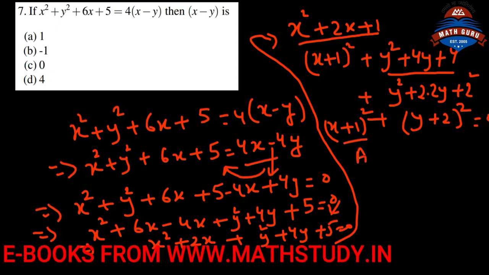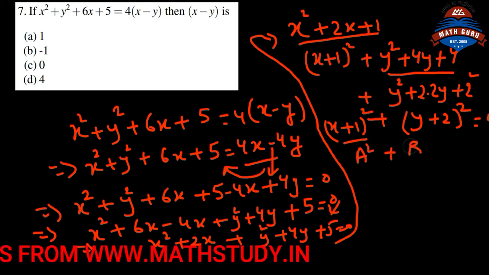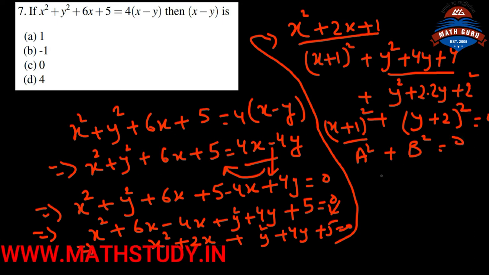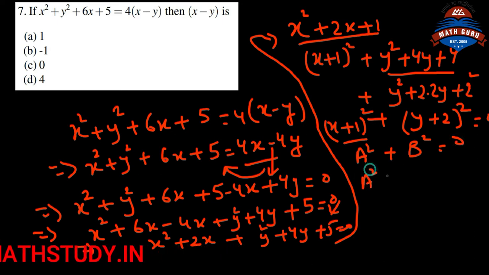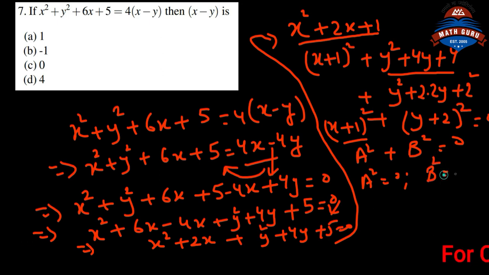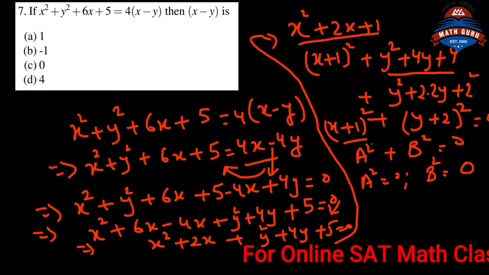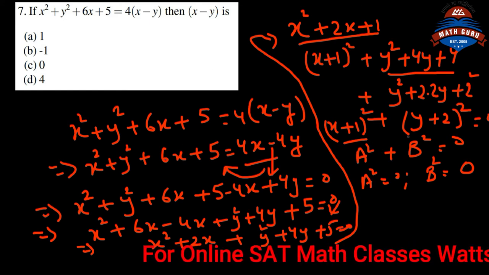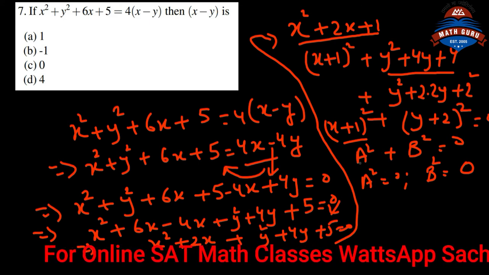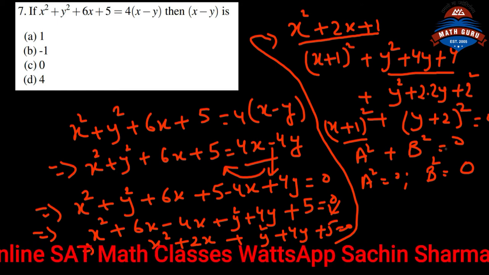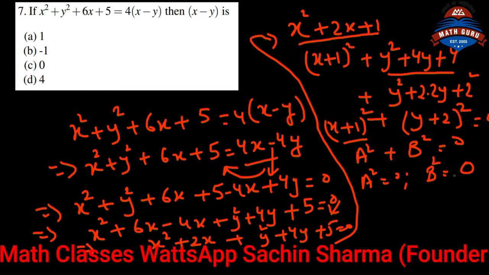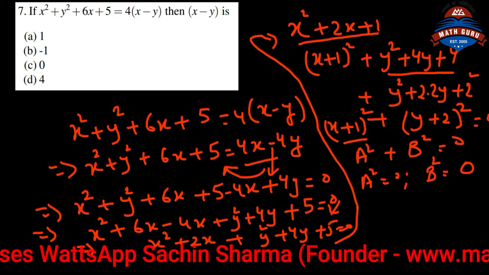So we know that if a square plus b square equals 0, that means a square should be equal to 0 and b square should be equal to 0, because these are square terms and they will never be negative. So that means we have to compare a square with 0 and b square with 0 here.